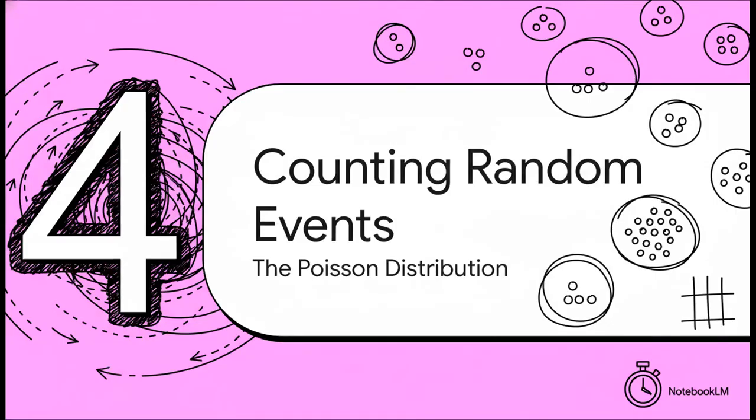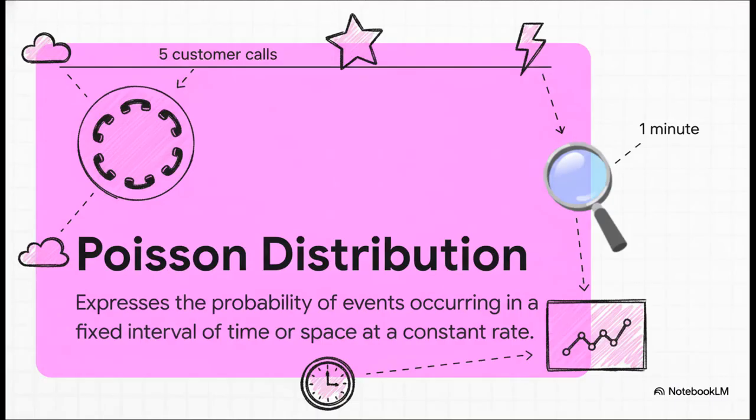All right, for our final shape, we're shifting from measuring continuous values to counting how often things happen. Let's take a look at the Poisson distribution, which is a fantastic model for the frequency of random events. So what this distribution does is help us answer questions like, hey, what's the probability we get exactly 5 customer calls in the next minute? It's absolutely perfect for counting events that happen independently but at a known average rate.